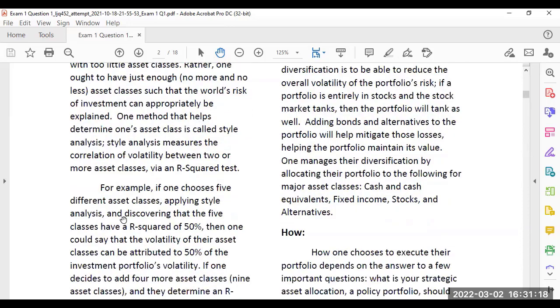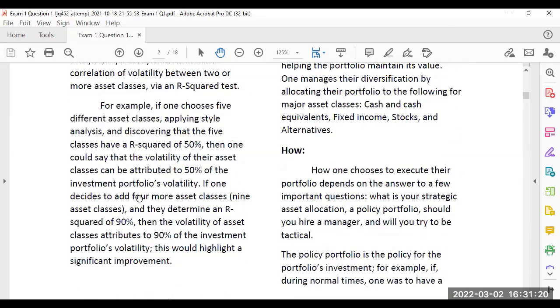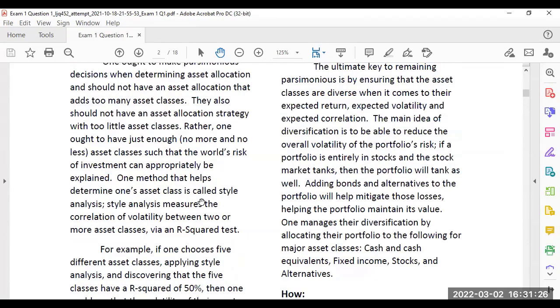Talks about the R squared. If one chooses 5, he goes into the example I gave. 5, you get an R squared of this. 10, you get one of this. He uses that exact example.